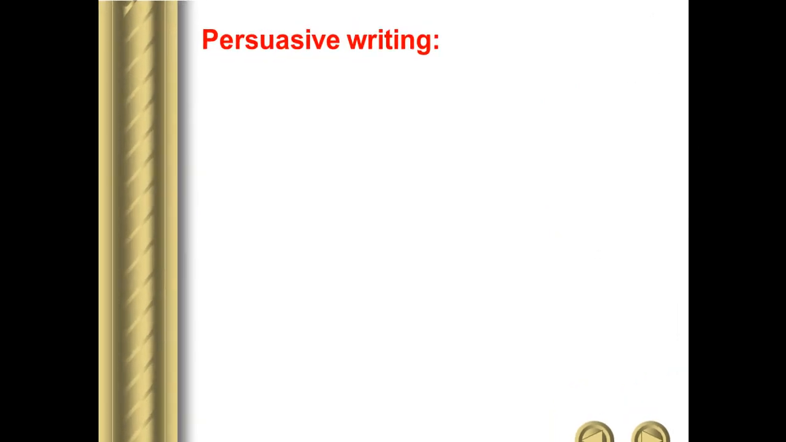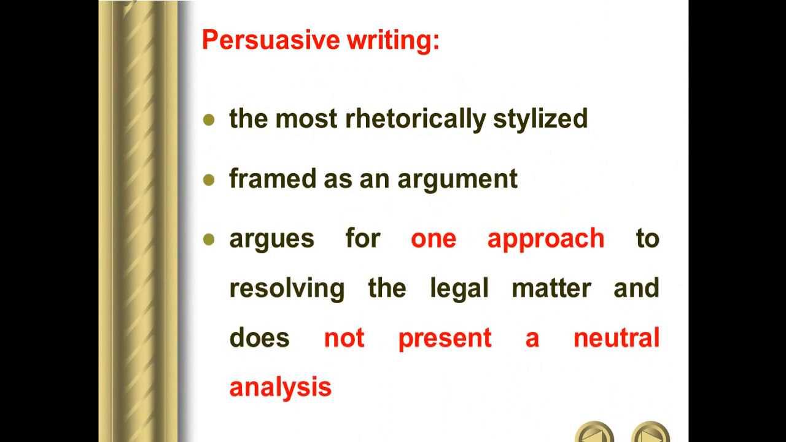The second type of writing in legal professions and legal reasoning is persuasive writing. Persuasive writing is a kind of comprehensive style of writing. It is rhetorically stylized, and it must be framed as an argument. You know that in predictive writing, you give a very neutral analysis, you just predict the outcomes. But persuasive writing argues for one approach to solve the matter. It never presents a neutral analysis.